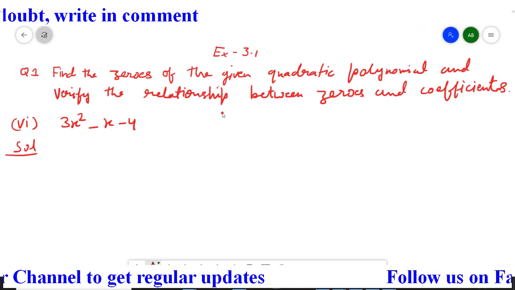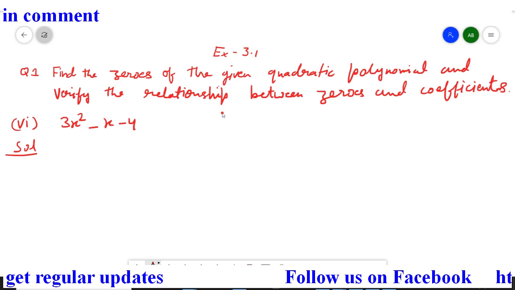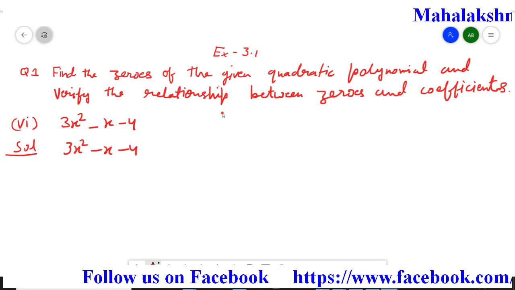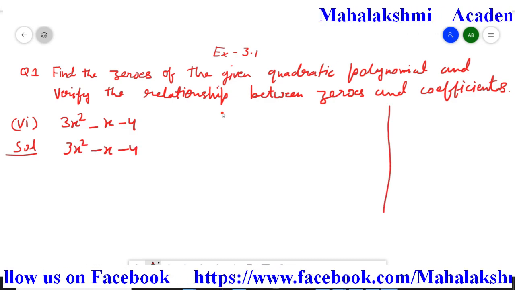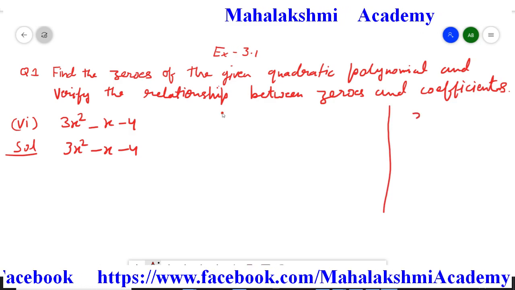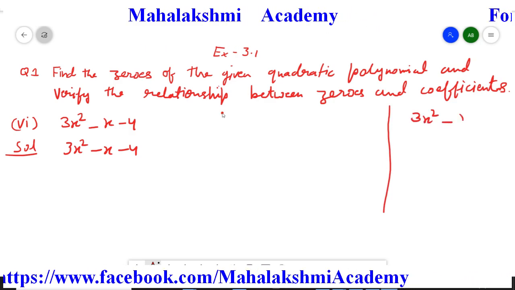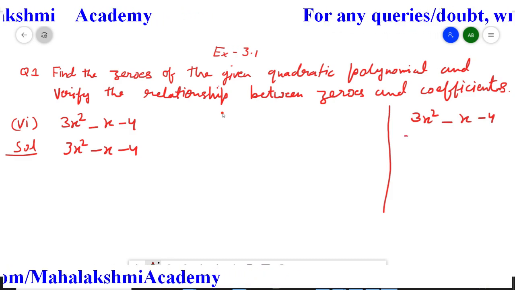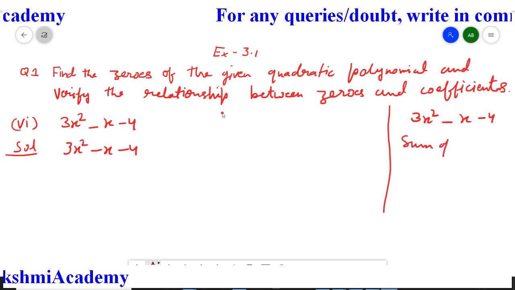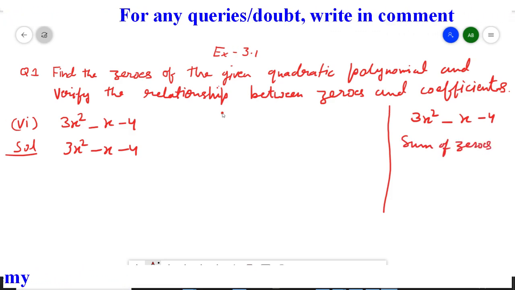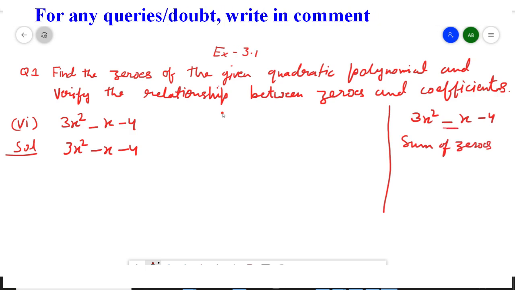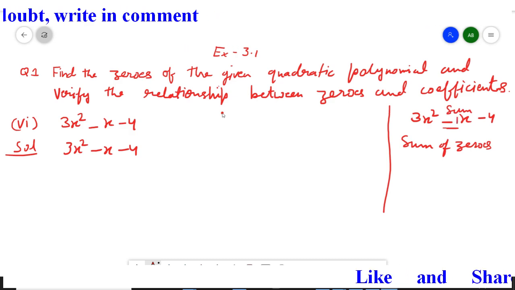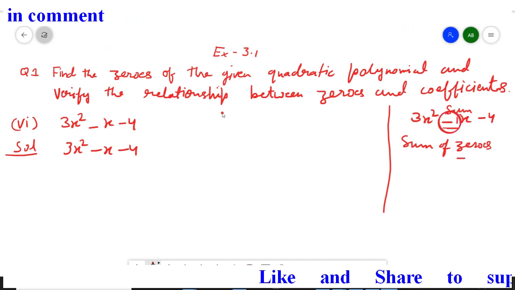In the factorization method, first we write down the given polynomial as it is, that is 3x square minus x minus 4, and in the rough column also we first write down the given polynomial, 3x square minus x minus 4. So here, students, we have to write down first the sum of zeros. Sum of zeros is the middle term's coefficient. Here nothing is written, which means 1 is there, so minus 1 is your sum. So the sum of zeros is minus 1.